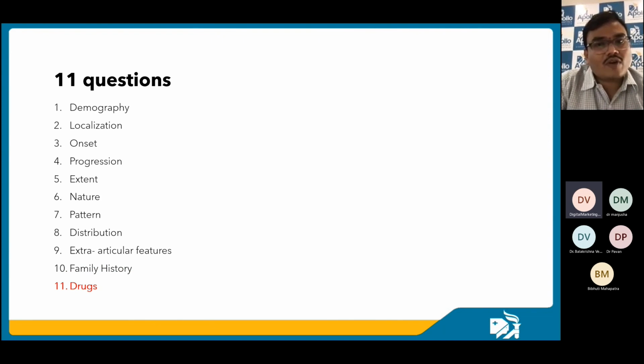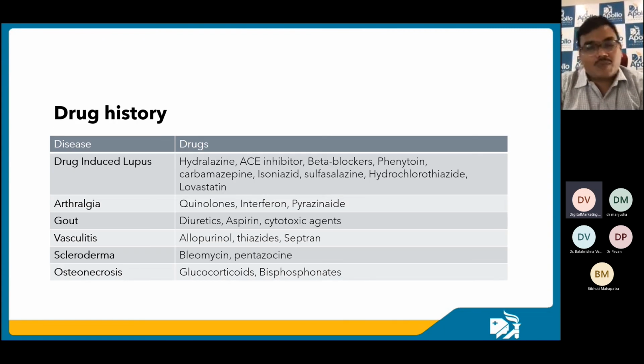So the next thing we have to ask about is drugs, because asking drug history is important. In this era the patient may be on a beta blocker or ACE inhibitor, or on diuretics like hydrochlorothiazide, or on anti-tubercular drugs, which can cause a drug-induced lupus-like picture. And if the patient is on ciprofloxacin or norfloxacin or quinolone drugs, predominantly in children, they can present as arthralgia. Another drug which can present with arthralgia is interferon.